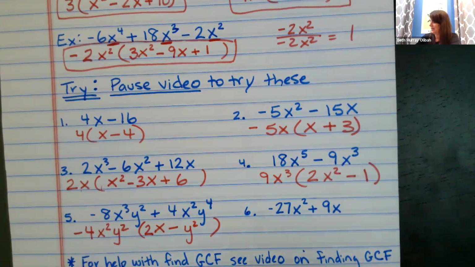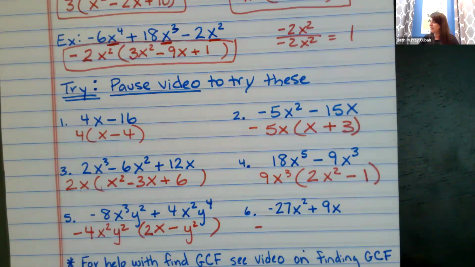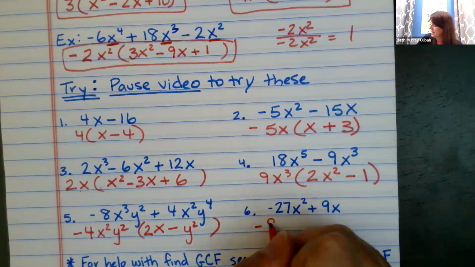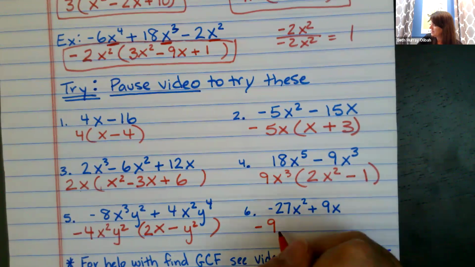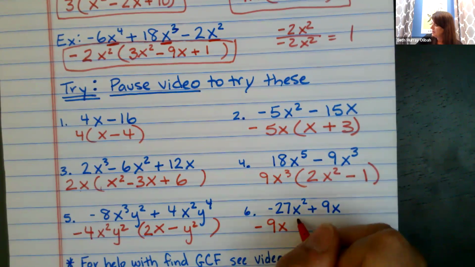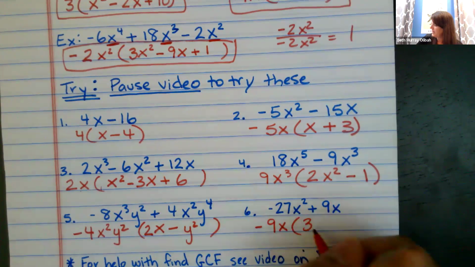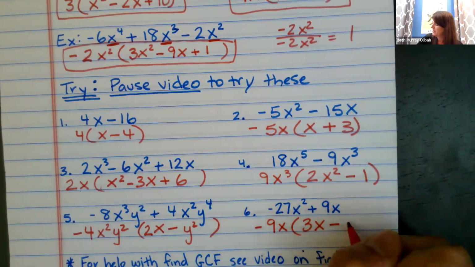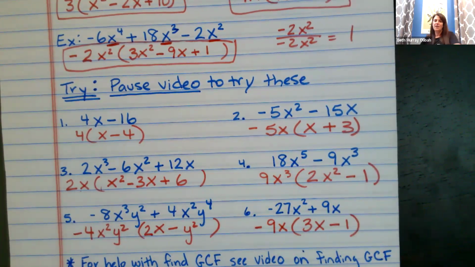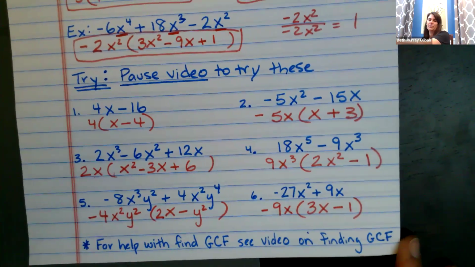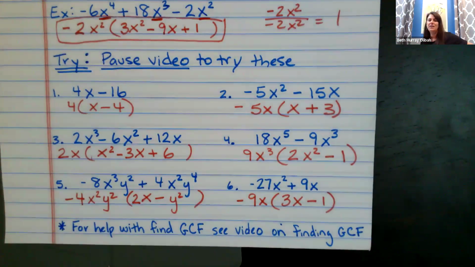Finally, last one, I see a negative in the front, so I'm going to take out a negative. For the numbers, I can take out a 9, and for the x's, I could only take out 1. That would leave me with 3x minus 1.